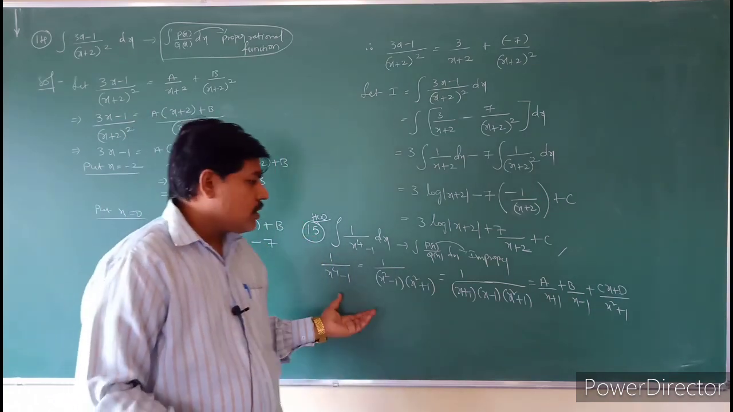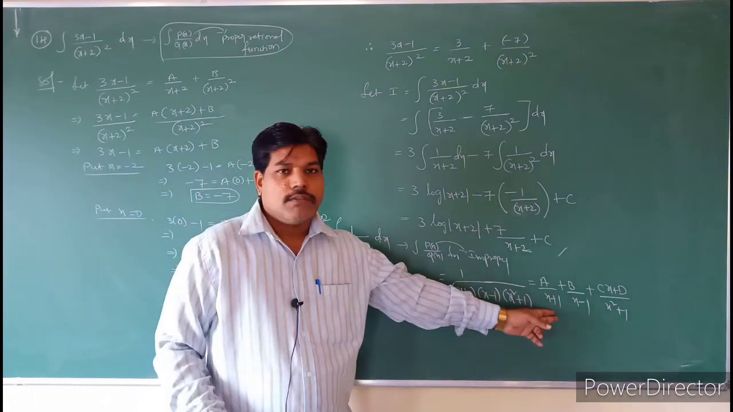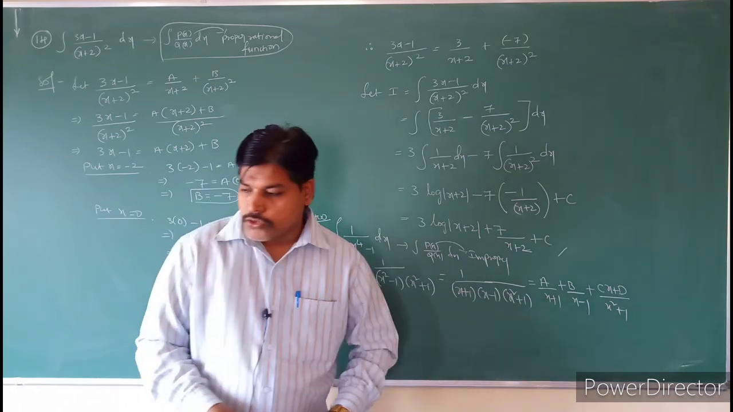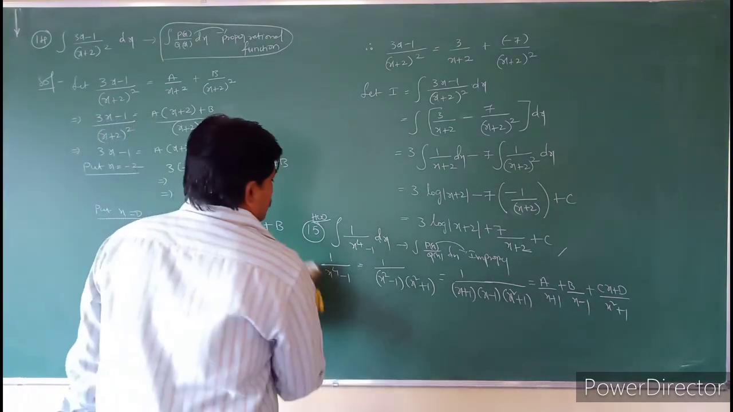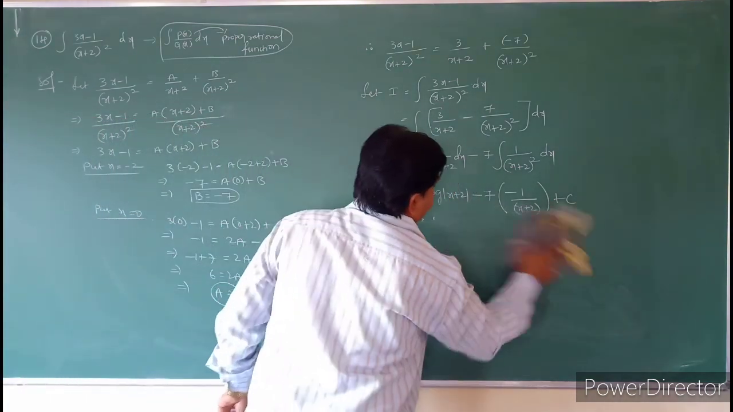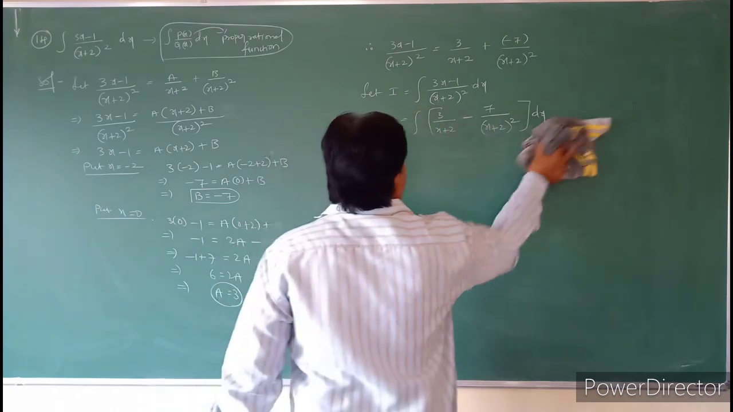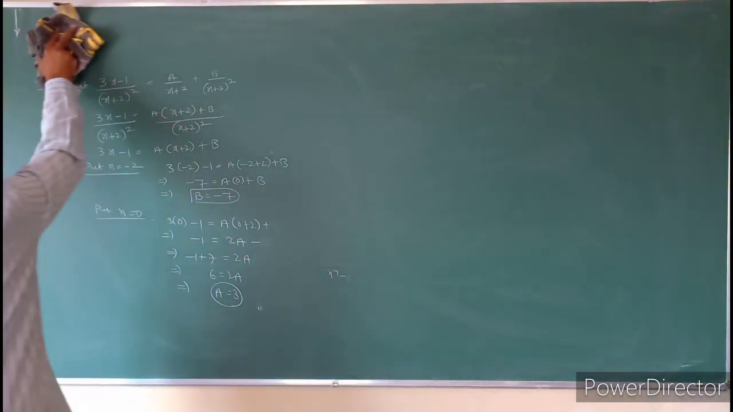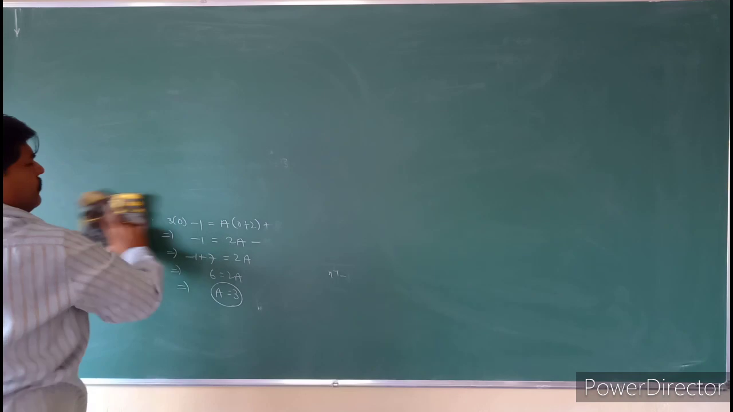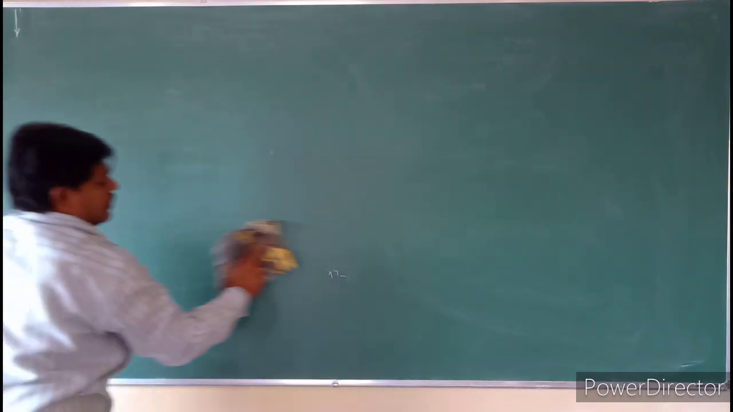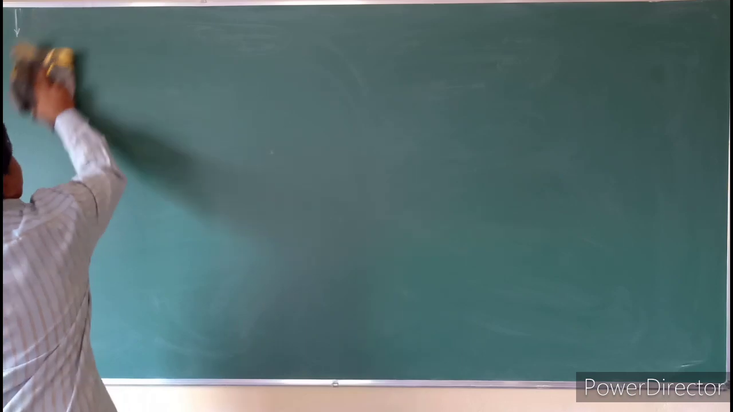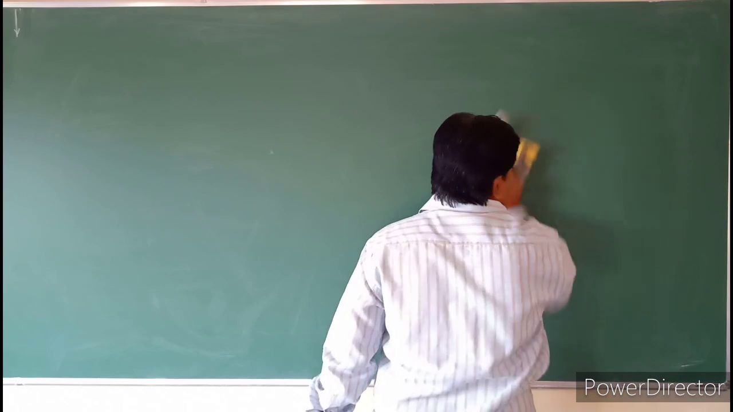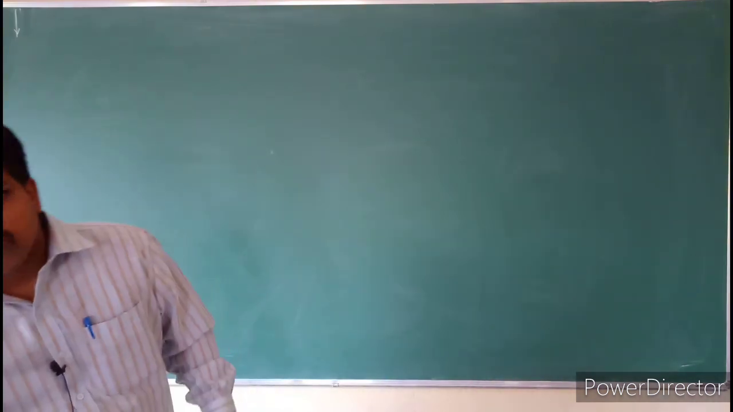The remaining process is the same. Compare the coefficients, compare this one and this one. Take the A, B, C and D values and try that question, students. Take that hint and try that question. Don't leave those questions, try them.